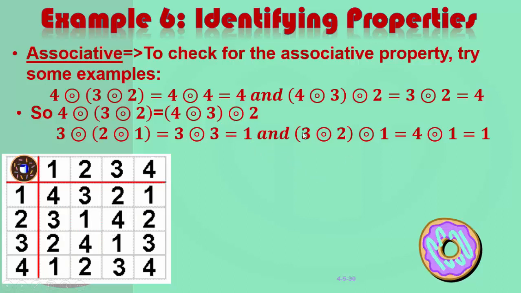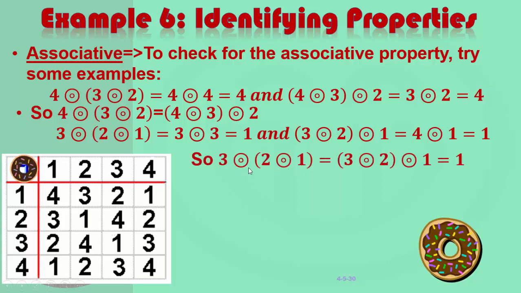Now let's put the bracket around the 3 donut 2. So we do the 3, 2, and we get 4. So now we have 4 donut 1. So now we look at 4, 1, and it intersects at 1. So here again, it didn't matter where we put the bracket, we still got 1 as our answer.